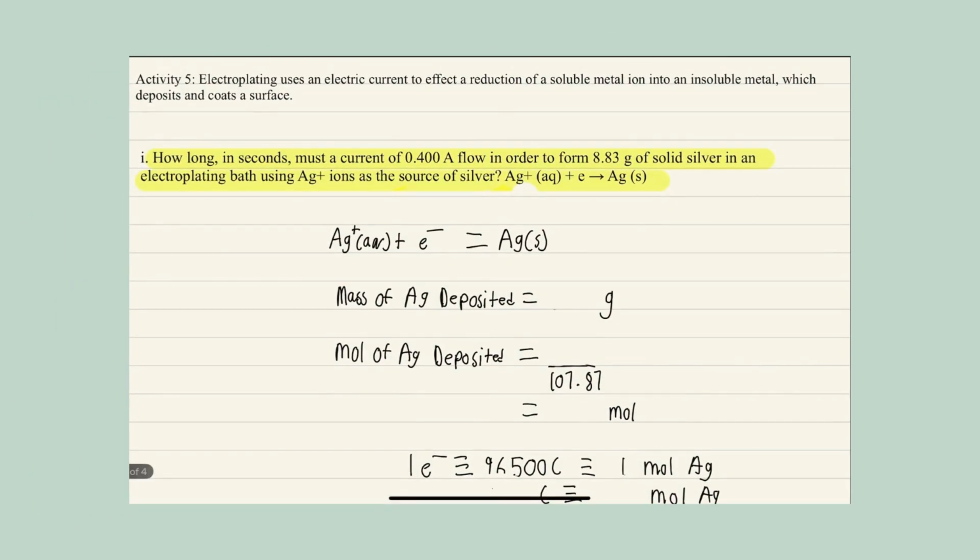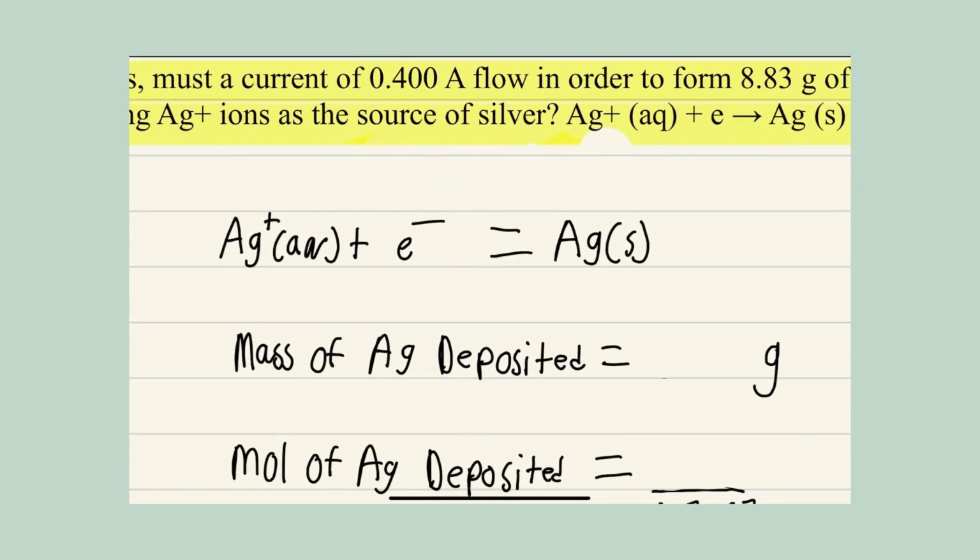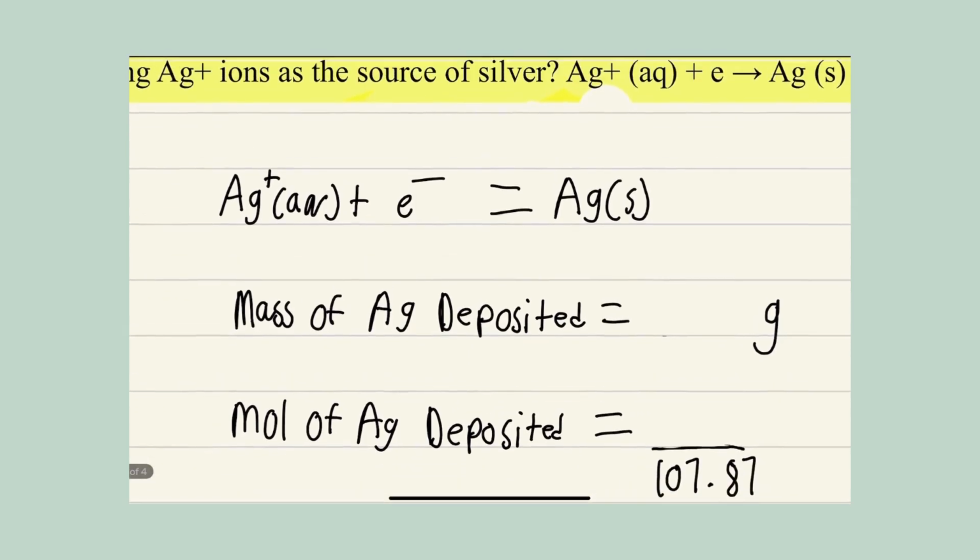So hello guys, today we're going to do activity 5. Activity 5 is about electroplating. If you look at the first question, Roman 1: how long in seconds must a current of 0.4 ampere flow in order to form 8.83 grams of solid silver in an electroplating bath using silver ions as a source of silver? As you can see, I've already written out the chemical reaction at the electrodes, which is this. Based on this, we can find the answer.